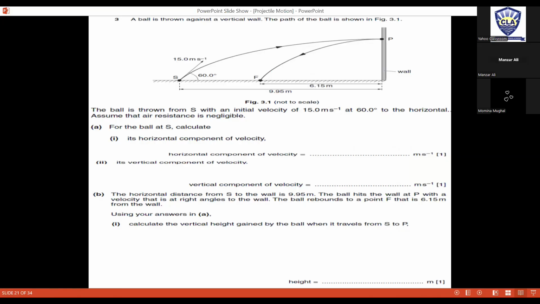Again, we are throwing the object at 15 meters per second at an angle of 60 degrees. It goes and hits the wall at the highest point and then rebounds.